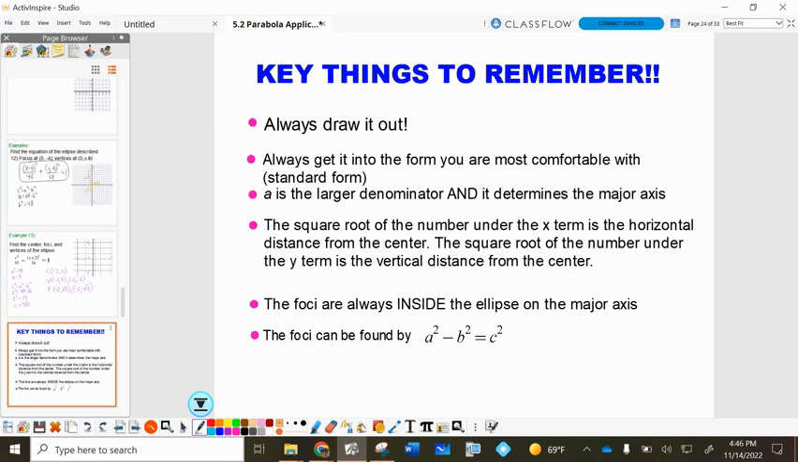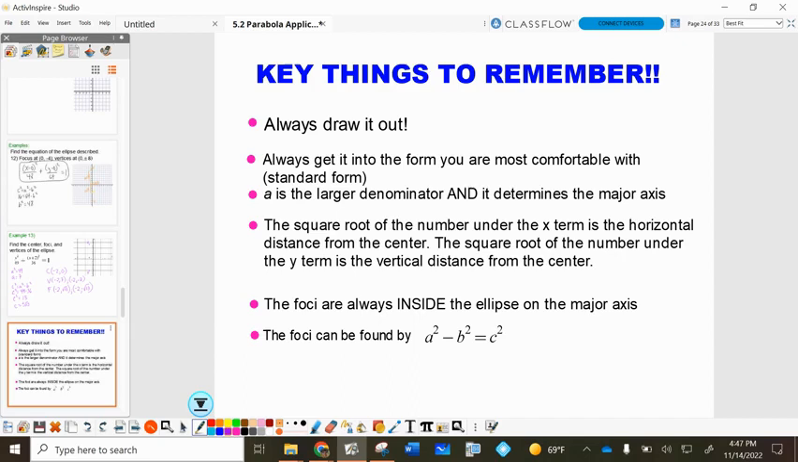Okay, key things to remember about ellipses: always draw it out. Always get the equation into the form you're most comfortable with, which for me is standard form. A is the larger denominator, and it determines the major axis. The square root of the number under the x term is the horizontal distance from the center. The square root of the number under the y term is the vertical distance from the center. The foci are always inside the ellipse because remember the ellipse will eat the foci. So if you close the ellipse together, it would eat the foci.